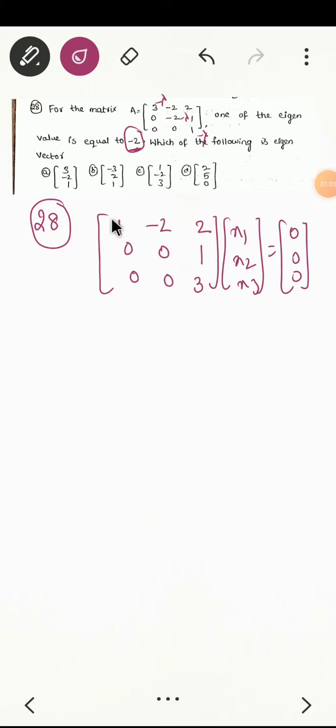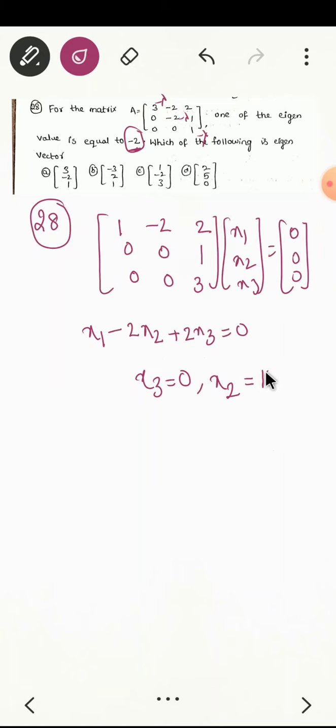Now start formulating the equations. What will you get? From the first row, x1 minus 2x2 plus 2x3 equal to 0. From the second row I can write x3 equal to 0. From the third row also I can write x3 equal to 0. But I don't have any value for x2, so let us assume x2 equal to k. I know x3 is 0 and x2 is k. Substitute in the equation: x1 minus 2k plus 2x3, which is 0, equal to 0. So x1 equal to 2k.